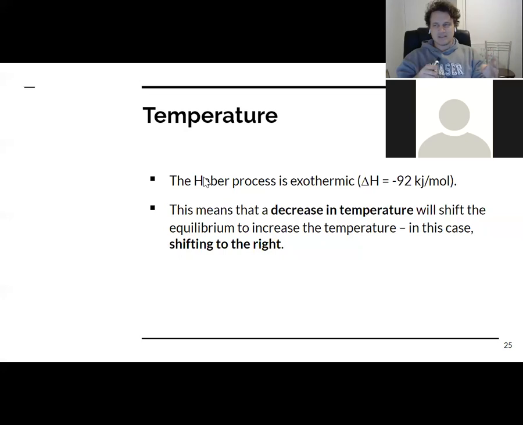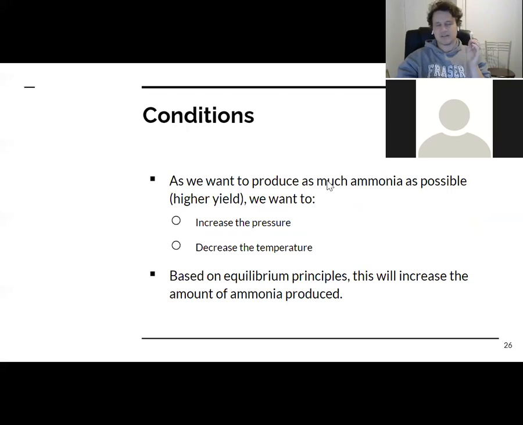So if I decrease the temperature, it will produce more of the product, because when it does that, it releases heat, which brings the temperature of the box or the vessel back up. So the equilibrium will shift to the right to increase the pressure. Sorry, increase the temperature.